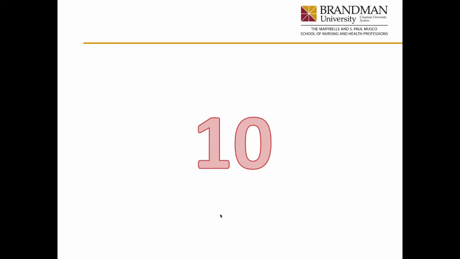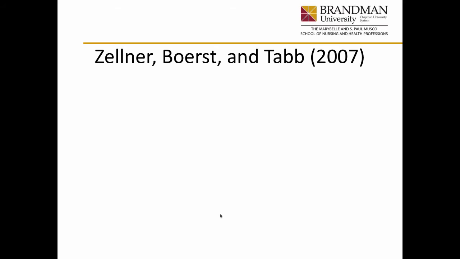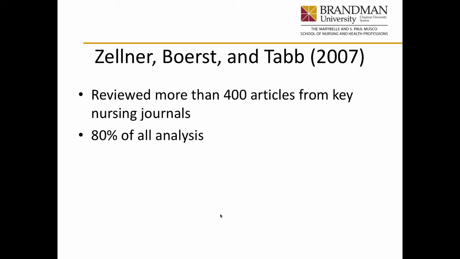So I'm going to toss two statistics out there without any meaning. I want you to remember 10 and 80%. These two numbers are from the Zellner et al. article that you all read. 80% of all analysis from 400 articles in key nursing journals that were reviewed was based on only 10 statistics. This isn't rocket science. These are not really complicated statistical ideas. 80% of all of the analysis was only based on 10 very basic statistics.